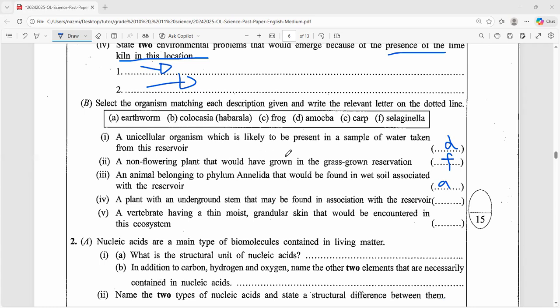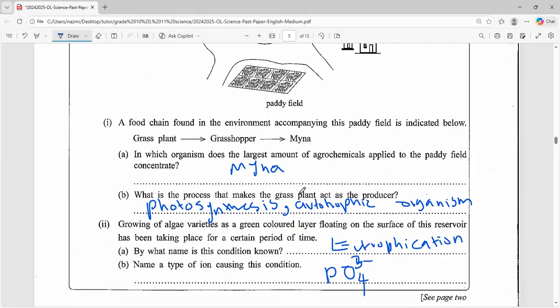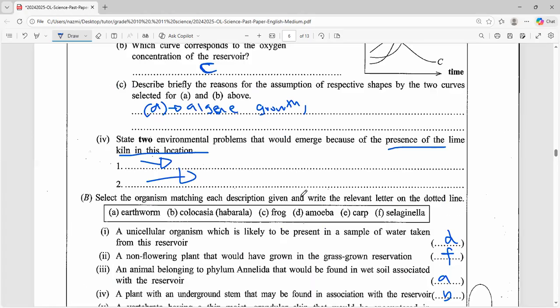A plant with an underground stem. B. Colocasia. A vertebrate having a thin, moist, glandular skin that would be encountered in this ecosystem. Frog, no? Yeah. Moist glandular skin is there for the amphibian group. Clear? Okay, now start the second structure.